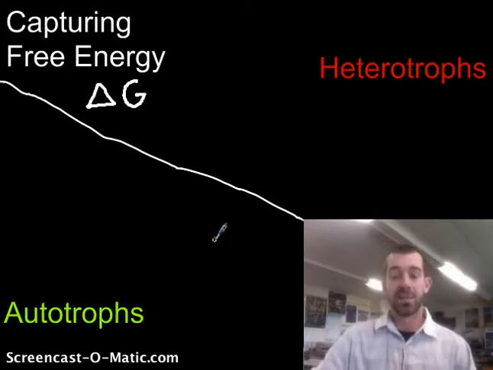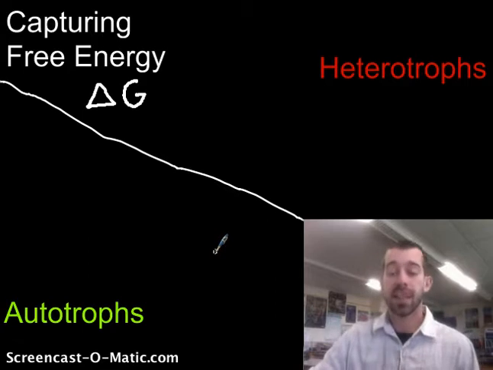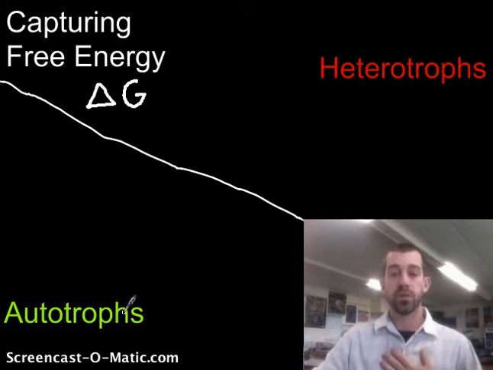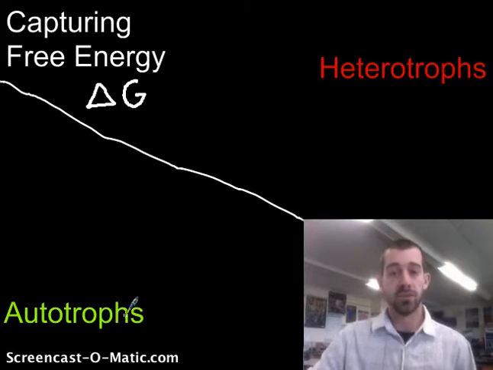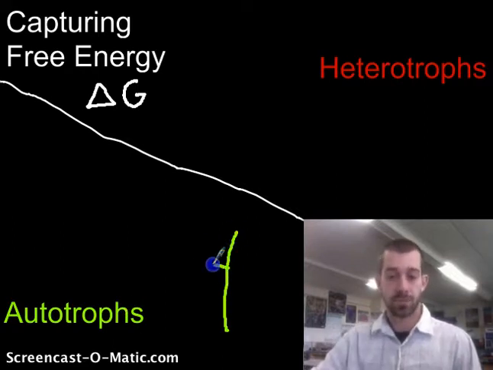We got a lot to talk about today. So first of all, we want to talk about how all organisms can be classified into two groups. They are either autotrophs or heterotrophs. Autotrophs are things that are able to capture free energy for themselves. They don't have to rely on any other living things in order to survive. The best example of this would be plants.